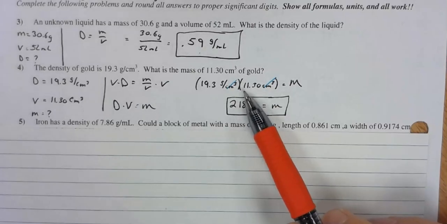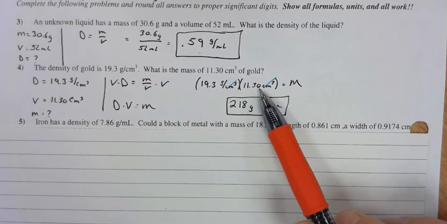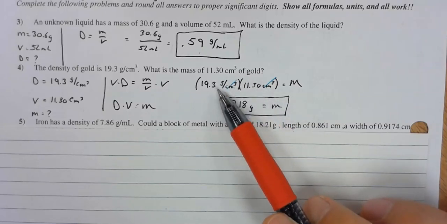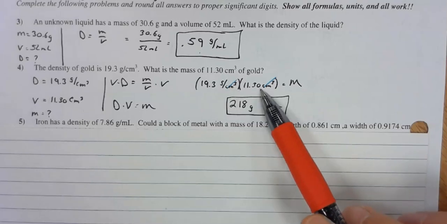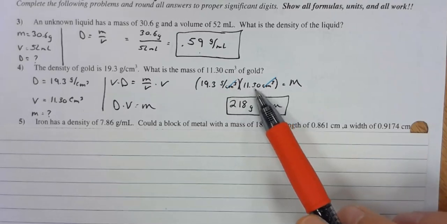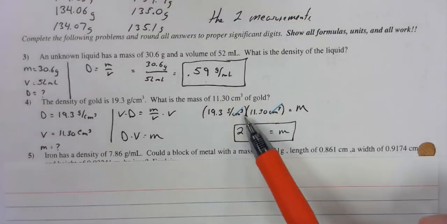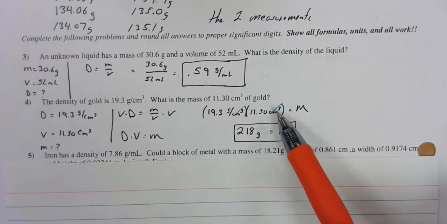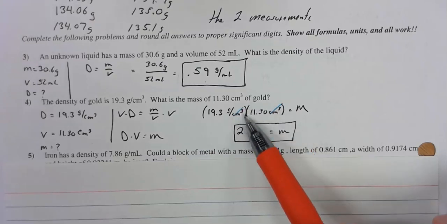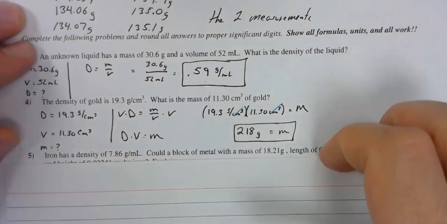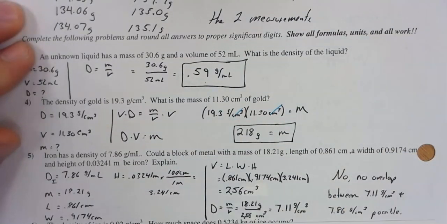19.3 grams per centimeter cubed times 11.30 centimeters cubed. Well, this number has 3 sig figs. This number has 4. That 0 is significant because there's a decimal here. So with 218 grams as your mass, okay? Notice also how centimeters cubed cancels out here because it's on the top right here and it's in the denominator right here. Okay, so that's going to cancel out. You're left with grams.